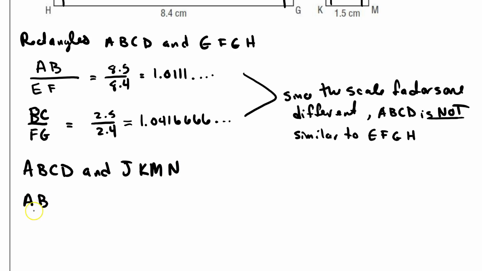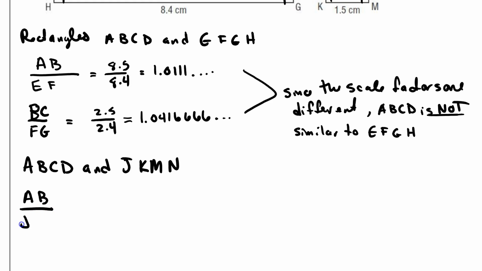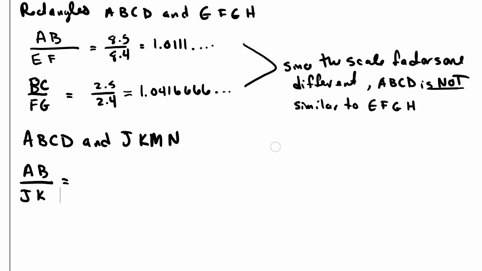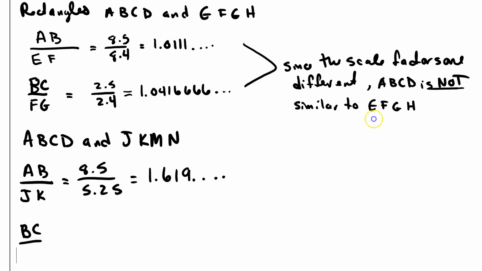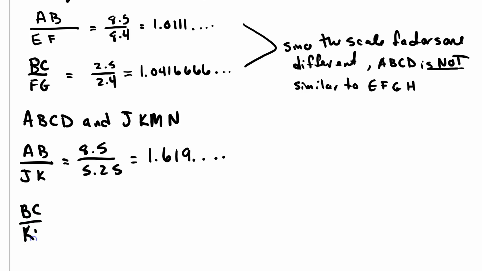The long side is AB on this one, and the long side on the other one is going to be JK, or we could use MN, it doesn't matter. The length here is 8.5, and the length on this one is 5.25. When I put that into my calculator, I get 1.619, going on for longer than three decimal places. And we want to compare the shorter edge, which is BC, with either KM or JN. We'll use KM this time, which is 2.5 over 1.5, and I get 1.6 repeating.